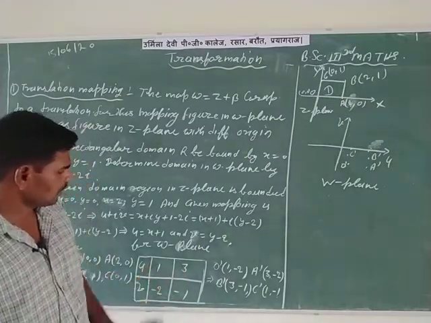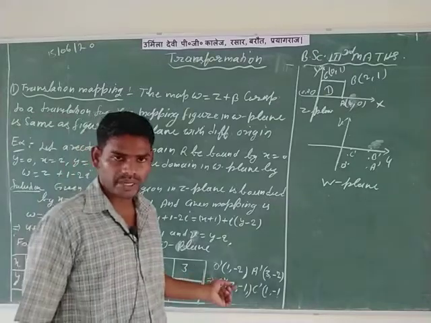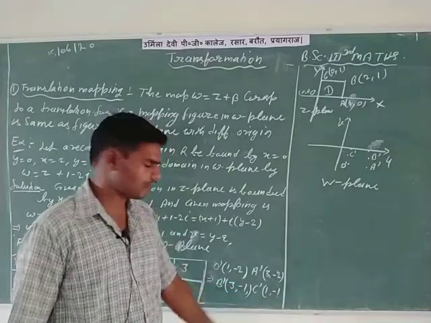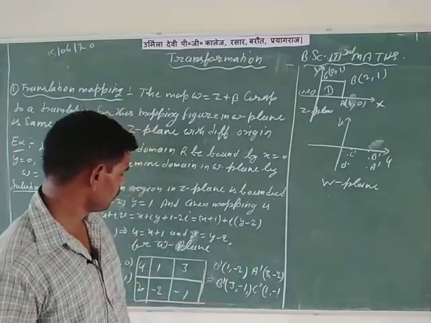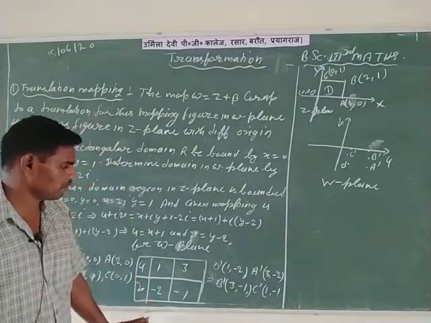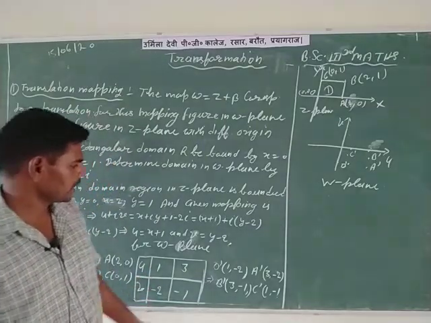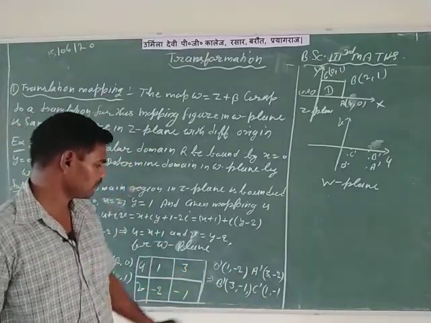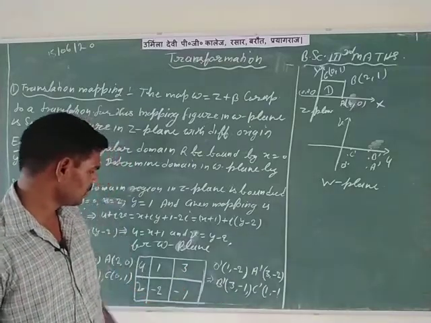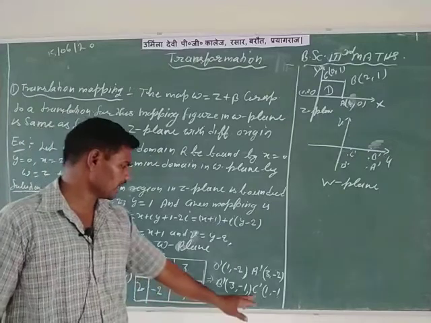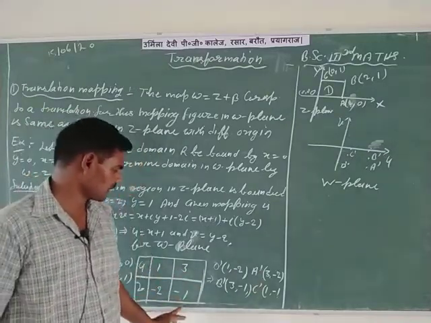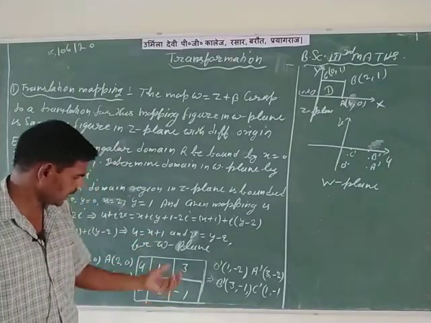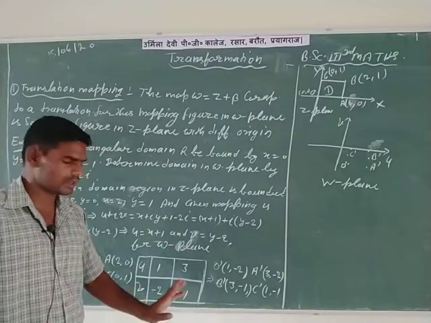With this, you can consider 4 points: O dash, A dash, B dash, C dash. The coordinates of O dash are 1, minus 2. The coordinates of point A dash are 3, minus 2. Point B dash is 3, minus 1, and point C dash is 1, minus 1. So the pairing is first, second, third and fourth.